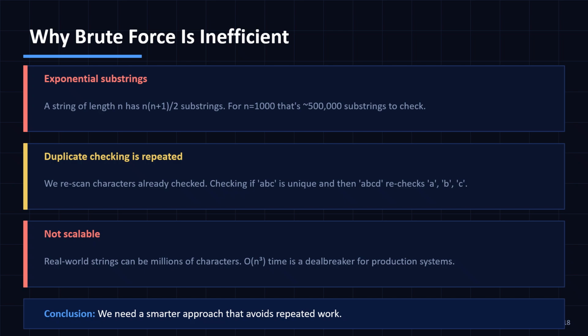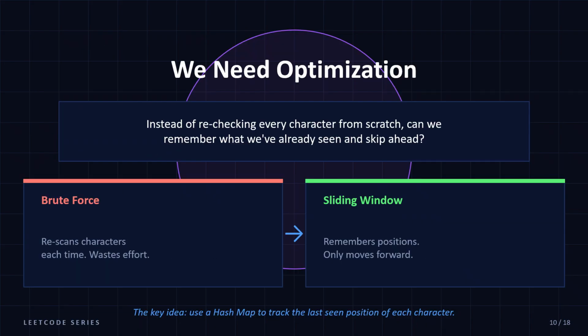Real world strings can be millions of characters. Order of n cube time is a deal breaker for production systems. We're talking about a very large scenario. So we need a smarter approach that avoids all our hassle. जो repeated work हो रहा है, we have to eliminate that. So as I told you, हमें optimization चाहिए. Instead of rechecking every character from scratch, can we remember what we have already seen and skip ahead?